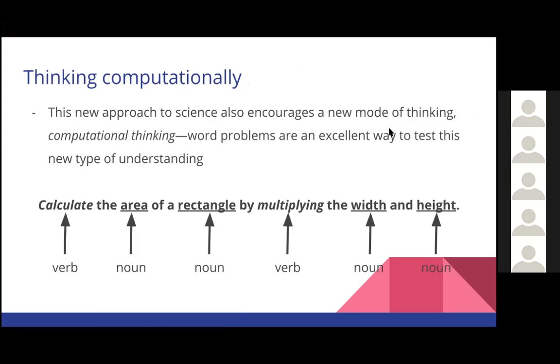Okay, so the new approach to science also encourages a new mode of thinking that we call computational thinking. Word problems are an excellent way to test this new type of understanding. So let's start with something simple, the area of a rectangle. Let's analyze this statement and look at nouns and verbs. Calculate the area of a rectangle by multiplying the width and height.